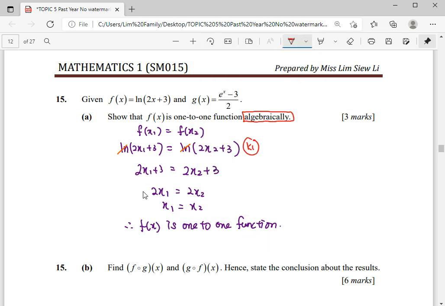Okay, so this is our algebraic method concept. Let x1 equal x2, substitute and simplify. Simplify our x1 to prove it. This is one-to-one when we get this result.